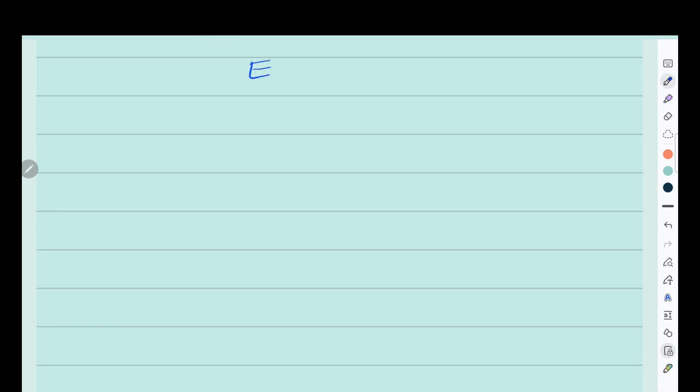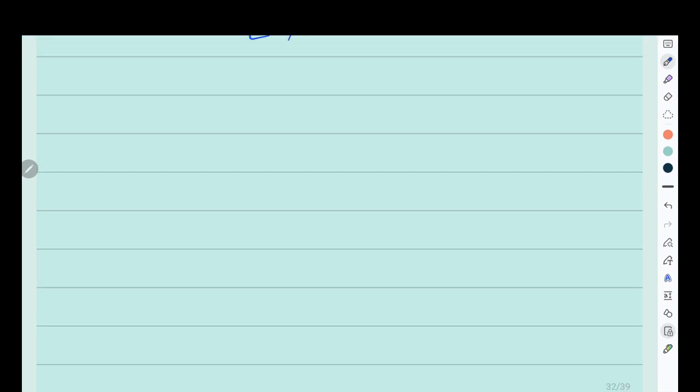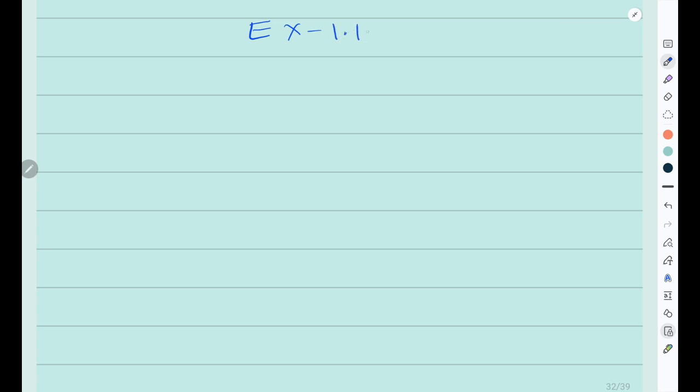Let's now take exercise number 1.1. Okay, we will take a few questions, not all, but let us just start. Question number 1 is very simple. Express each number as a product of its prime factors. Okay, so how to do that? Let us take the simplest example, 140. We need to break it down into its factors as prime numbers.